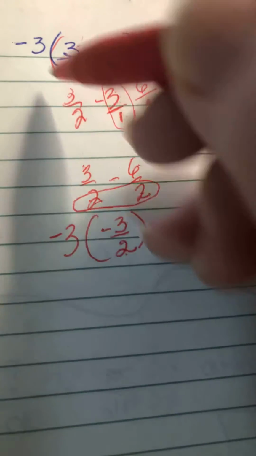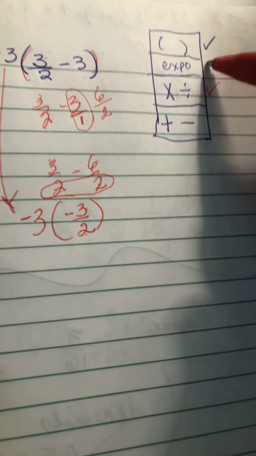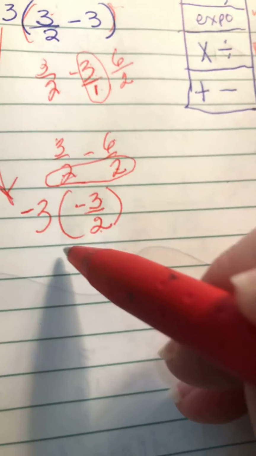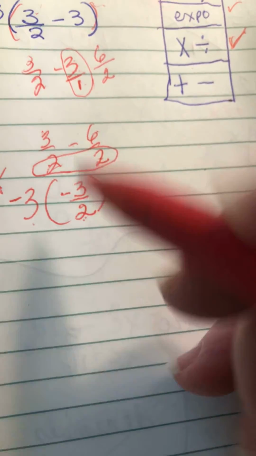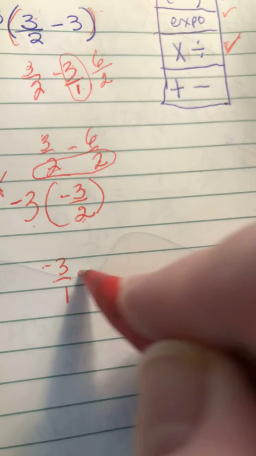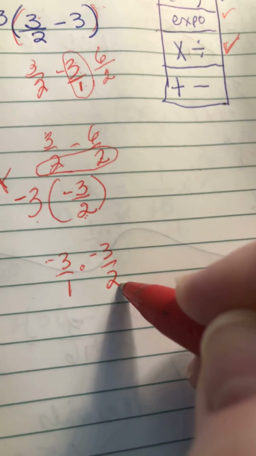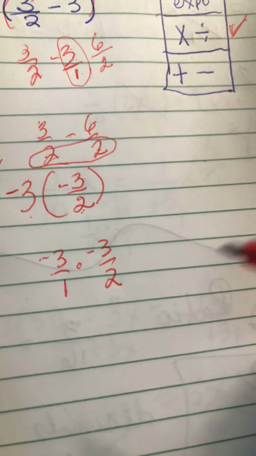we can take that outside and we can go to the next step, which we don't have any exponents, so we come down here to multiplication and division. So when you multiply this, it's negative 3 over 1 times negative 3 over 2. And they don't need common denominators.